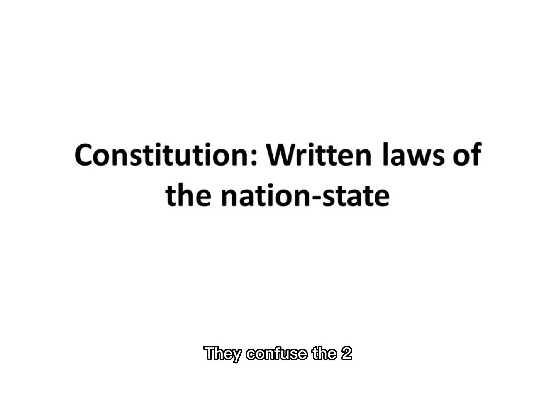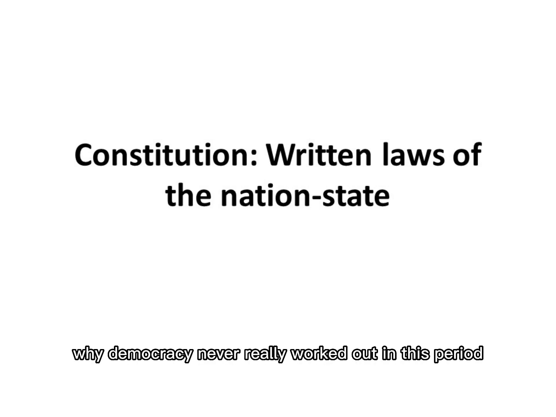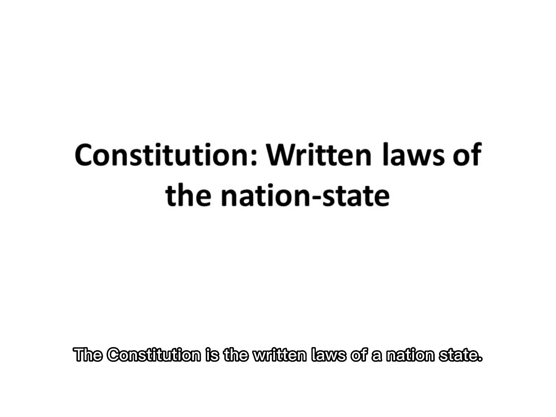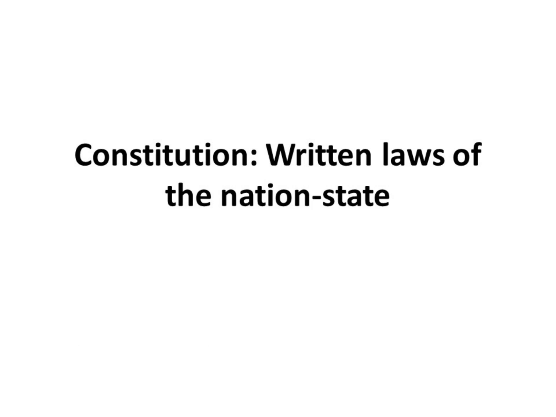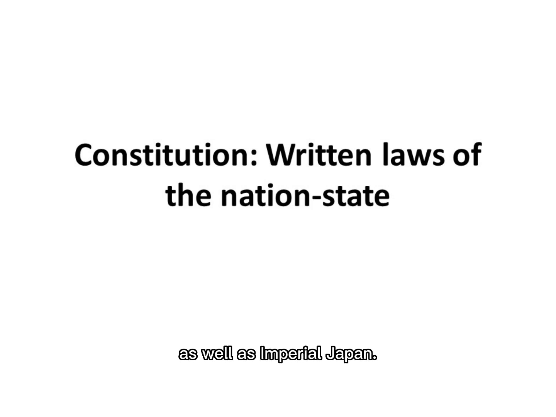They confuse the two, and it's important to actually know the difference, because some people claim that the reason why democracy never really worked out in this period is because of the constitution. The constitution is the written laws of a nation state. So now let's look at the Weimar government as well as Imperial Japan.